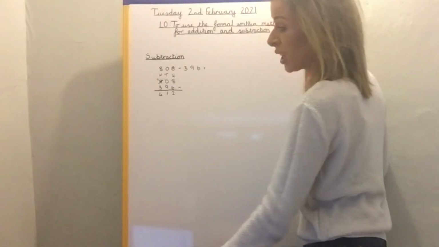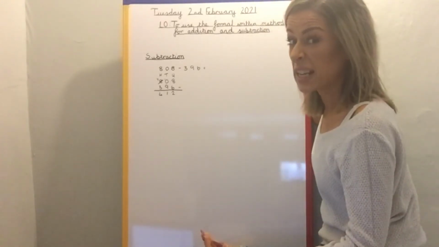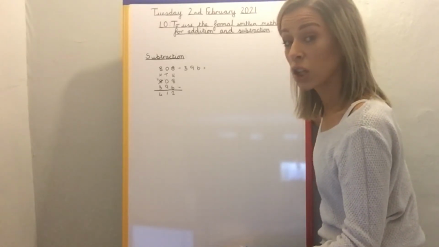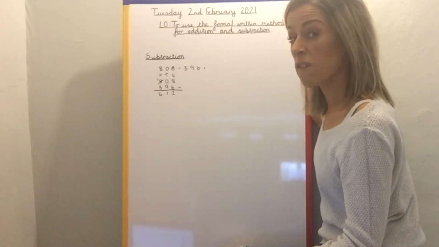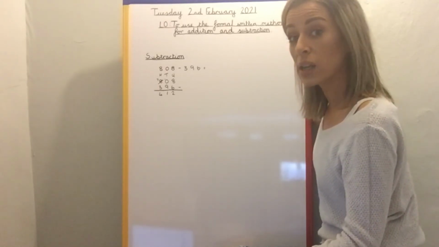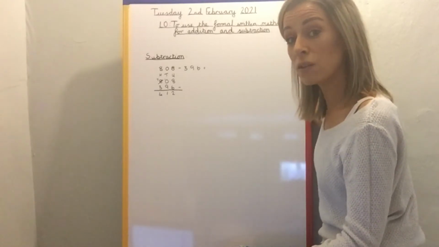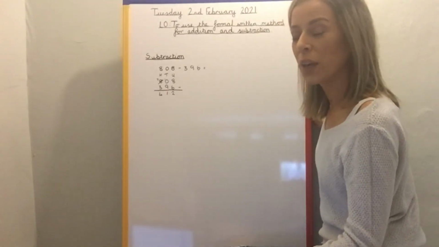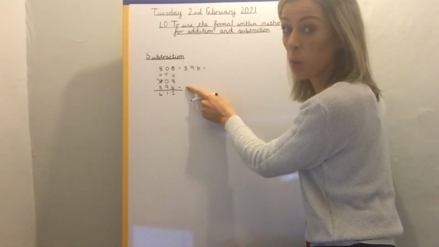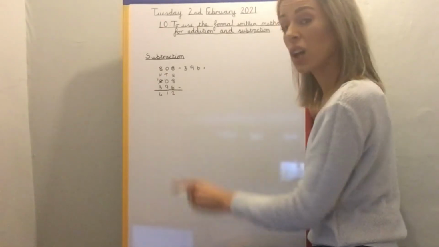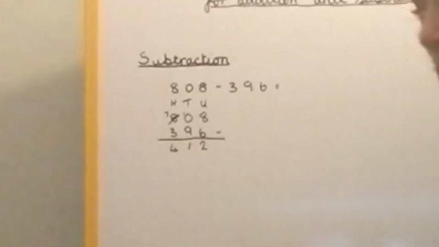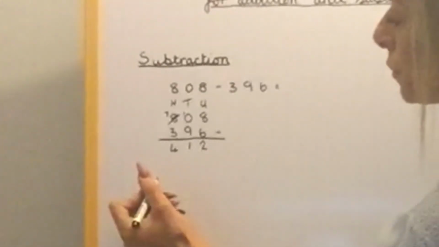Now, if you find subtraction a little bit tricky and you're not sure if you've got the correct answer, you can do something very clever to check. You are going to use what we call in maths the inverse operation. We are going to do the opposite of what we've just done. We've just done a take away, a subtract, and we're going to do the opposite to check. Okay, so let me show you how to do that.